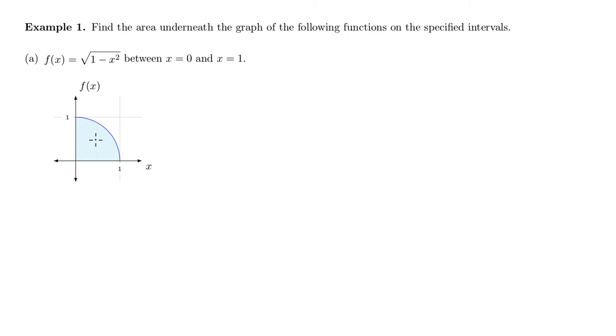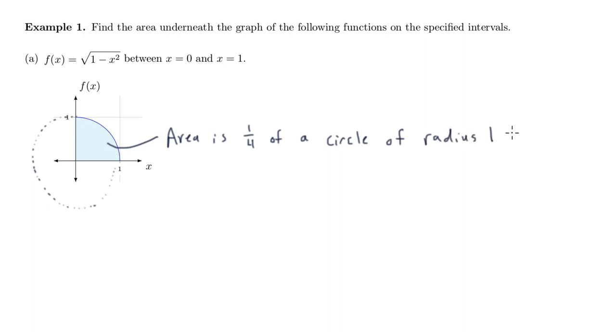But remember the first thing we talked about is that sometimes you can actually recognize the area as being part of a geometric shape. And so notice that this area is 1/4 of a circle of radius 1. So don't do a lot of work. Just use your area formula for a circle.